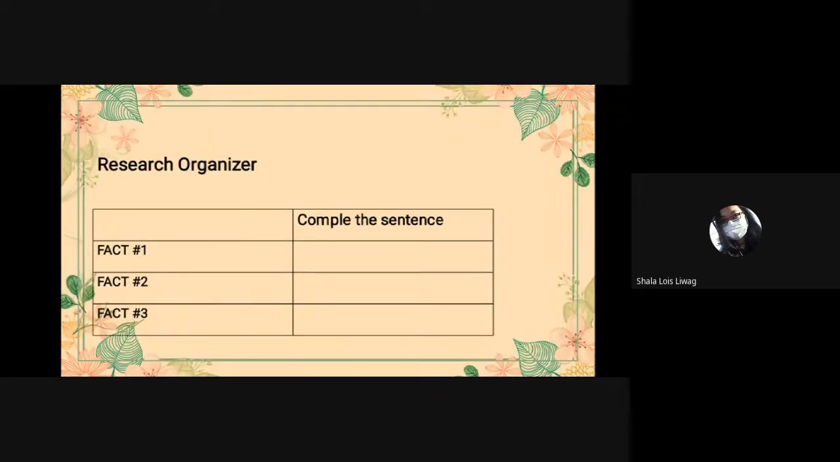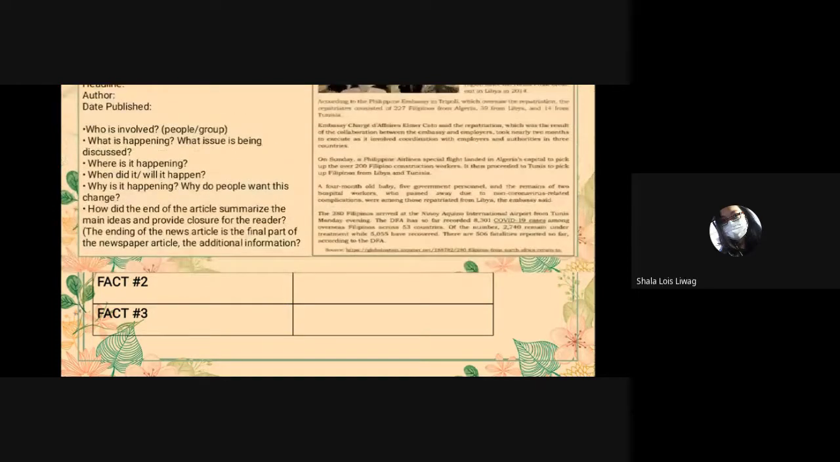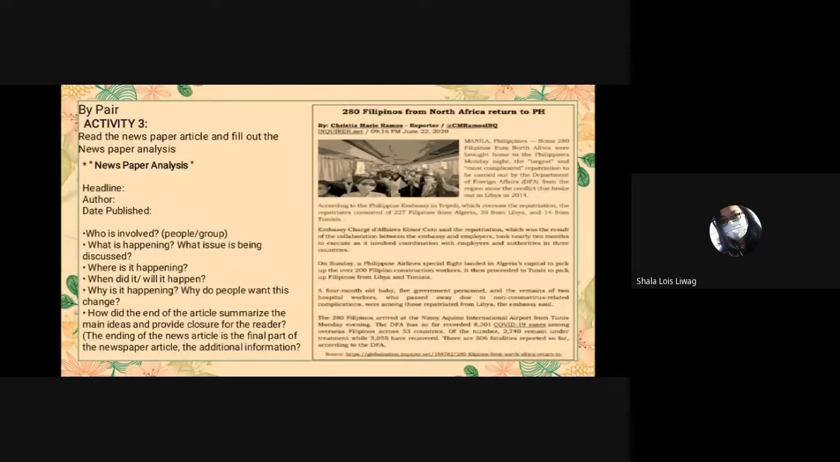What is fact number 1? Yes, Risa. Okay, correct. How about number 2? Yes, Rose. Okay, that is correct. And number 3? Yes. Okay, thank you. That's also correct. You all did very well. So let's proceed to our activity number 3. This time you're going to do it in pairs.